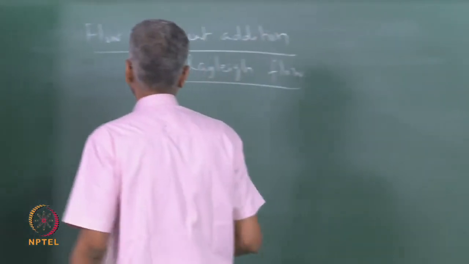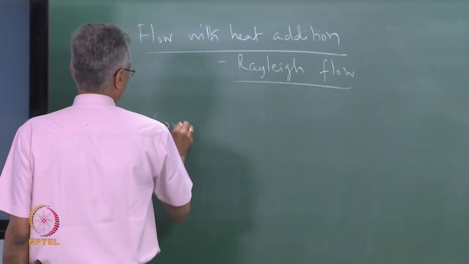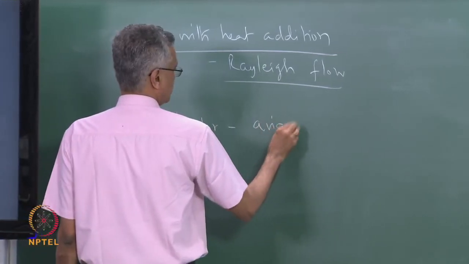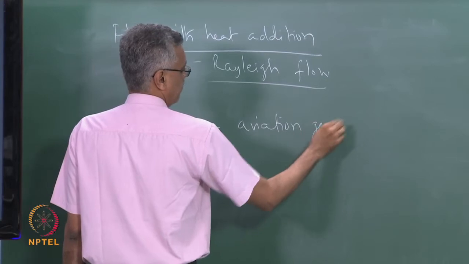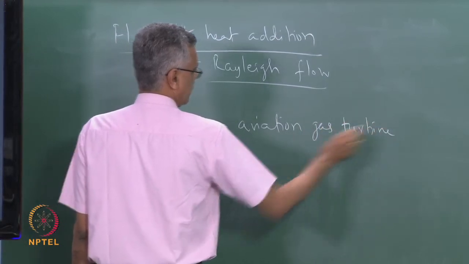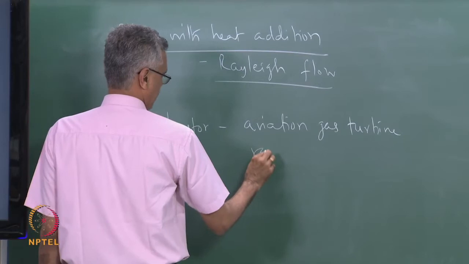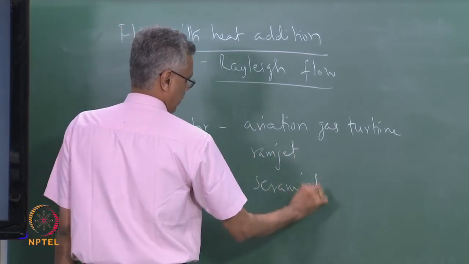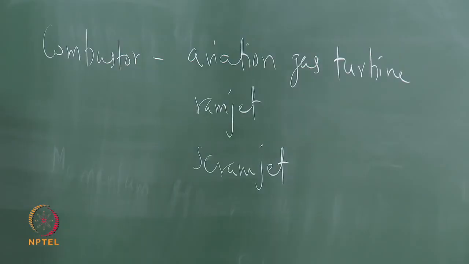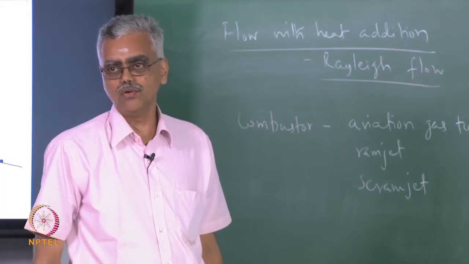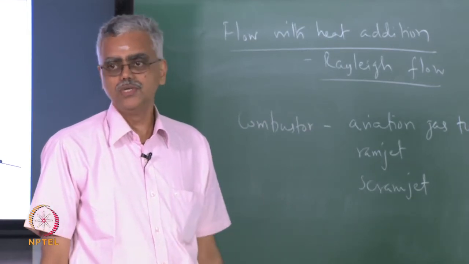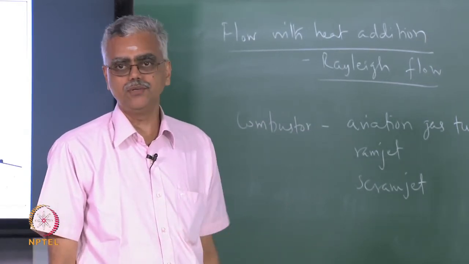So we talked about combustors, and what are the combustors that we are talking about? So we are talking about, for example, aviation gas turbine combustors. That is our interest in this course, aviation gas turbine combustor or a ramjet combustor or even a scramjet combustor. These are the types of combustors that we are talking about, where we add heat to the flow, and what we want to know is if compressibility effects are significant, then what happens to state points, how do things change when we add heat to the flow.